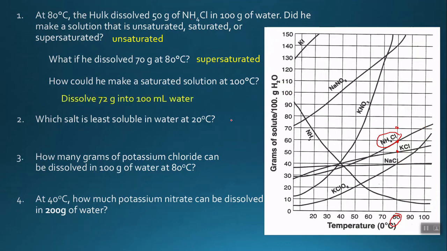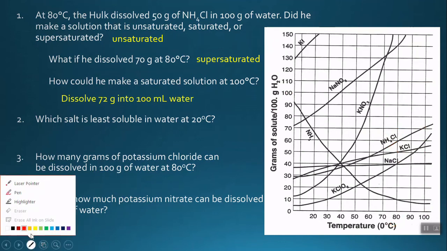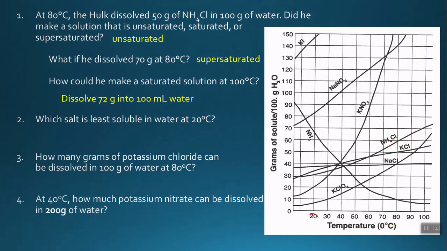Example 2. Which salt is least soluble in water at 20 degrees? Well, let's find 20 degrees. And out of all these salts that are shown in the graph, which one is the least soluble? Well, it's the one that we hit first, right? The lowest one, the lowest curve. We can only dissolve about 8 grams, whereas everything else we can dissolve a lot more. So that one would be the least soluble, KClO4.